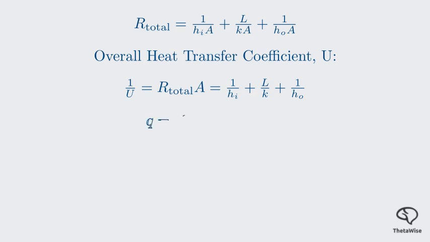The total heat transfer rate Q equals U times A times the overall temperature difference between the hot and cold fluids, T hot minus T cold. This is the most fundamental equation in heat exchanger design. It links the performance, Q, to the design, A, and the material properties and flow conditions, U. So, the overall heat transfer coefficient, U, consolidates all the resistances to heat flow into a single convenient parameter, allowing for a simplified calculation of heat exchanger performance.